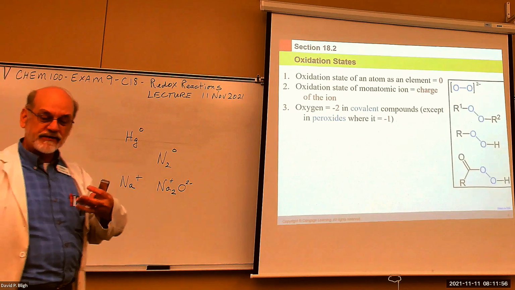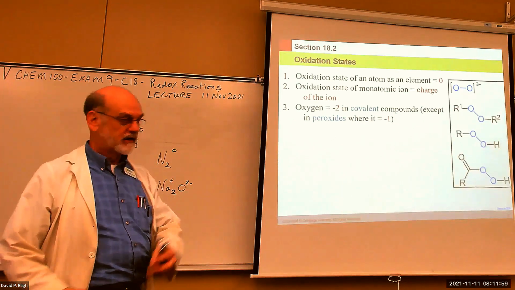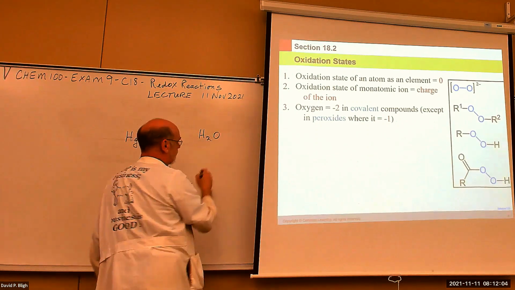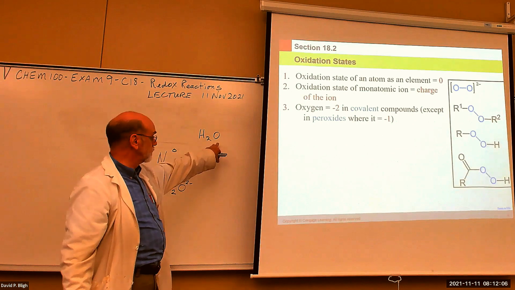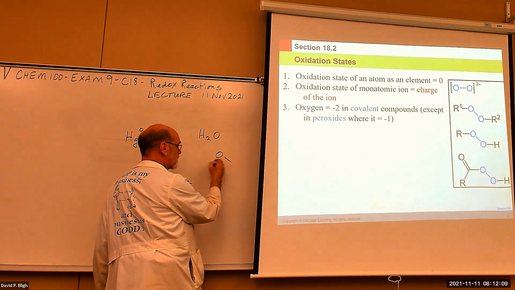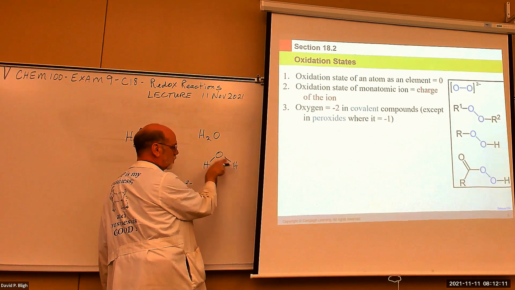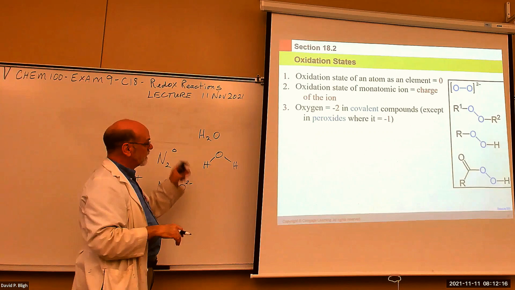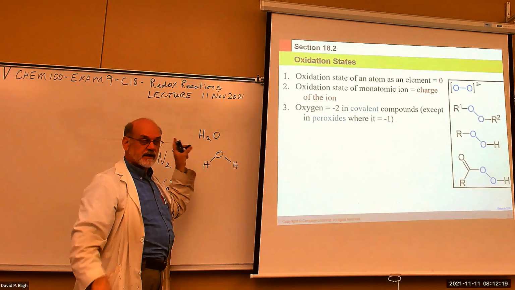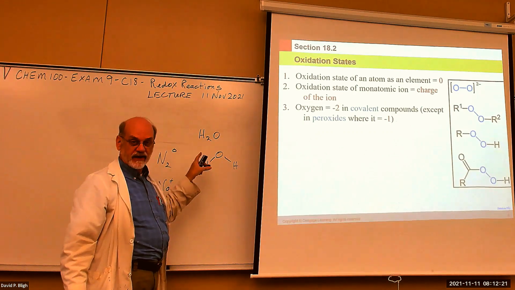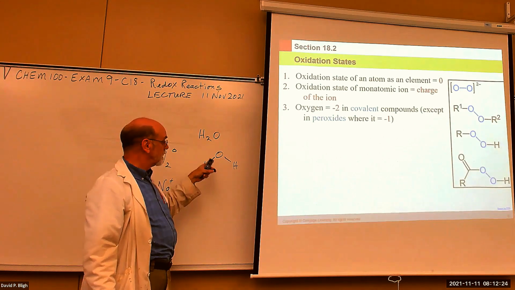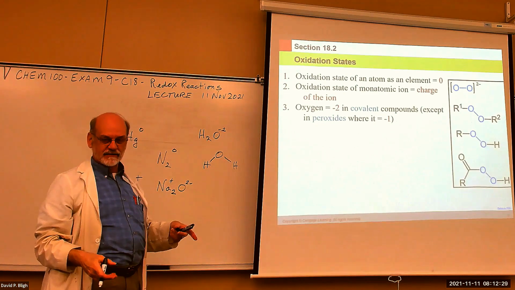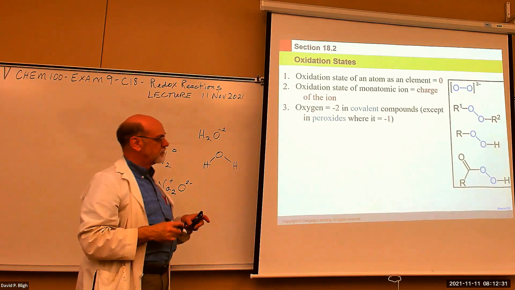Now, if oxygen happens to occur in a covalent compound, like water, there are no ions in that molecule. The molecule is like this, with those covalent bonds. So we can't say it's an ion. But when oxygen occurs in a covalently bound compound, a molecular compound, we assign it a -2 oxidation state, with one exception.